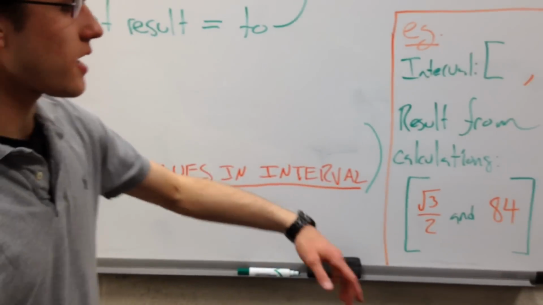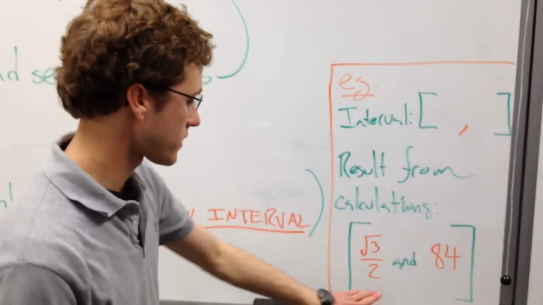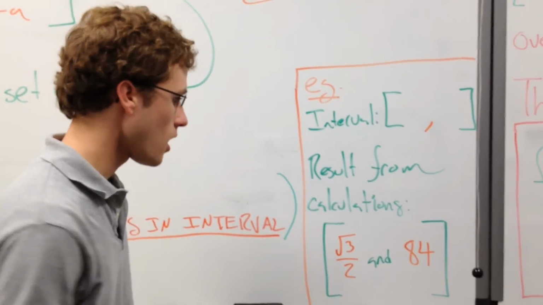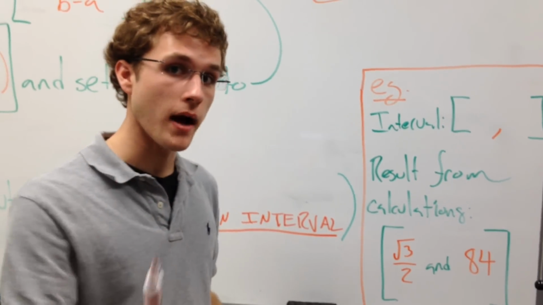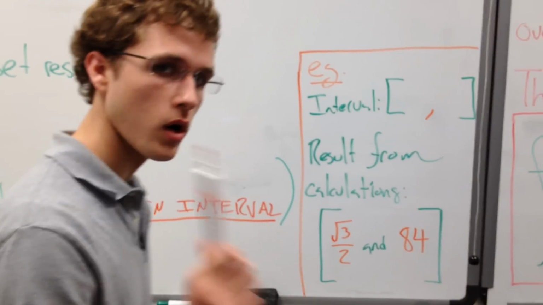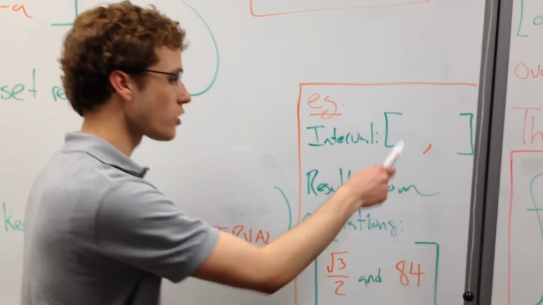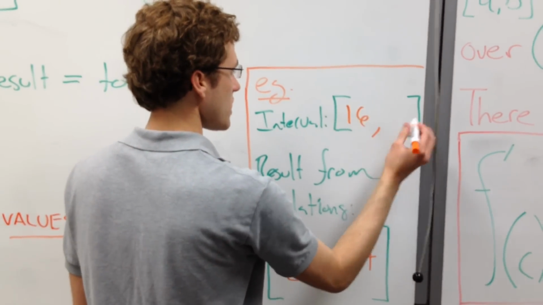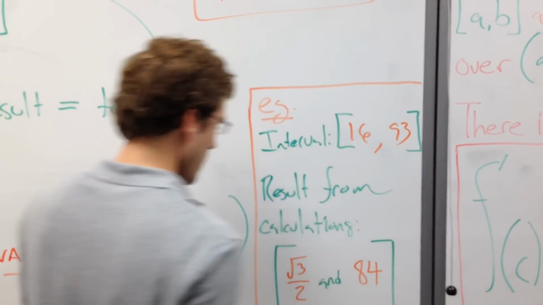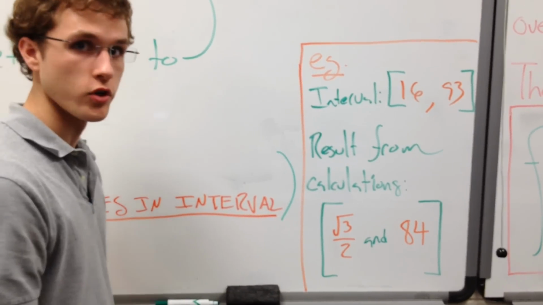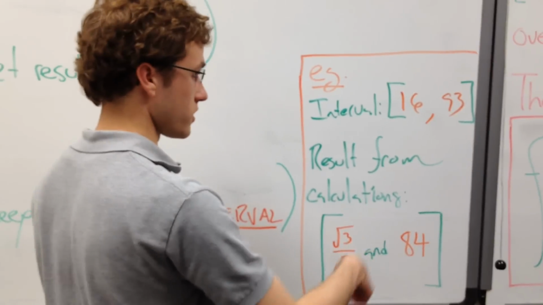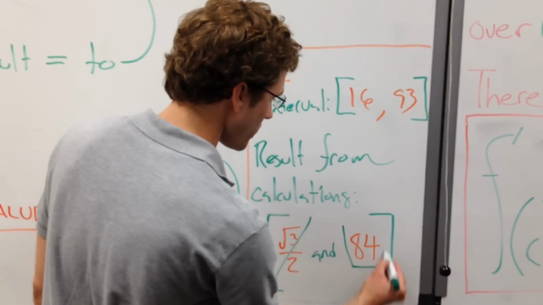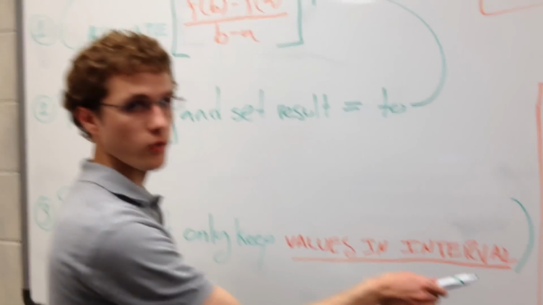Great, we're done. Let's say that in a pretend problem, we got radical 3 over 2 and 84 as valid answers. Okay, that's great. Both of these might be right, or both of them might not be right. One of them might only be right. You have to look at your interval and get rid of things. So if your interval was 16 to 93, then you know that radical 3 over 2 has to go away because it's much smaller than 16. So you kill this, and you only keep the values within your interval.